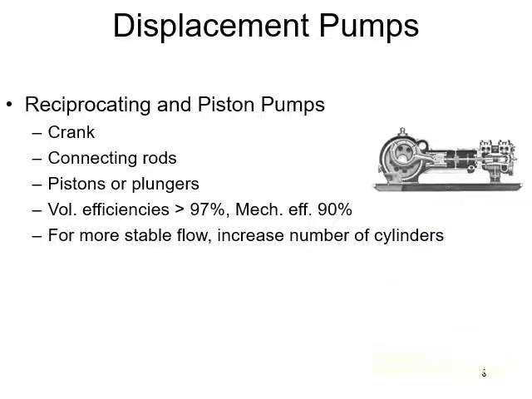For a more stable flow, the number of cylinders is increased. If a single cylinder is used, the flow is not continuous; the flow is intermittent. That means the discharge occurs intermittently. For any delivery application, a continuous supply is required. So in order to get that, more cylinders are arranged to get a continuous flow in this type of displacement pump.